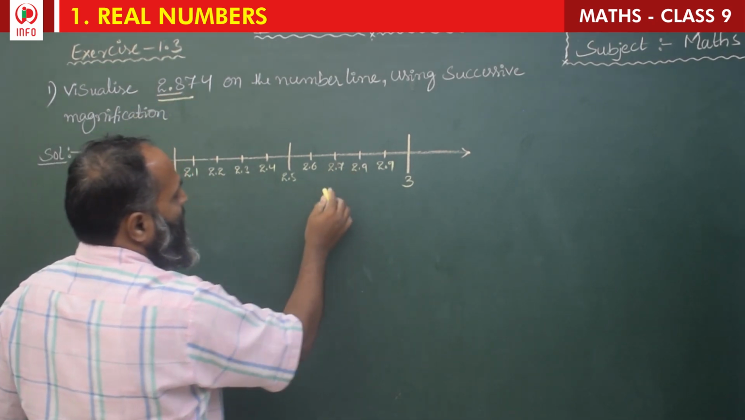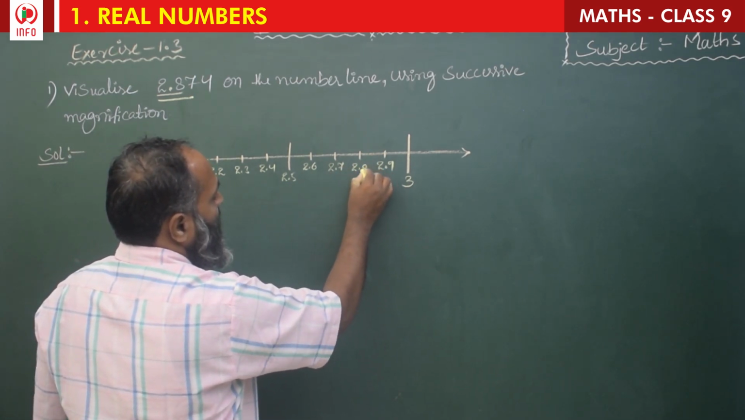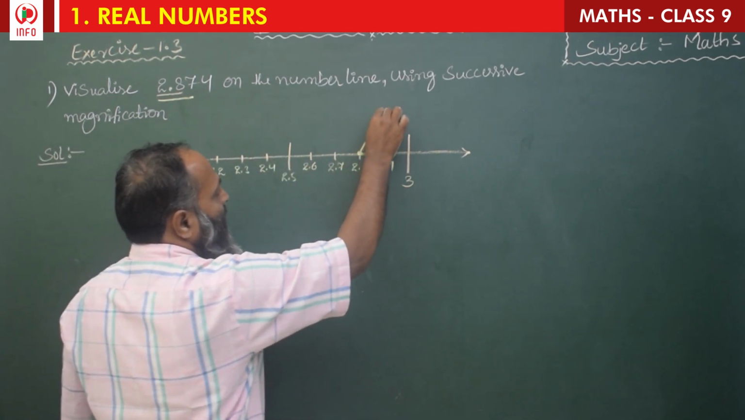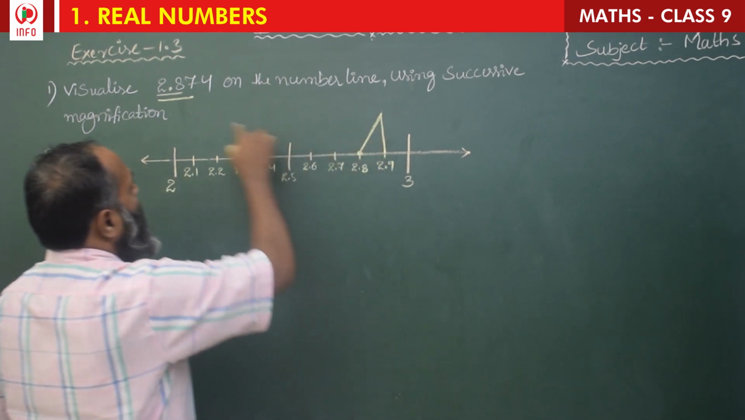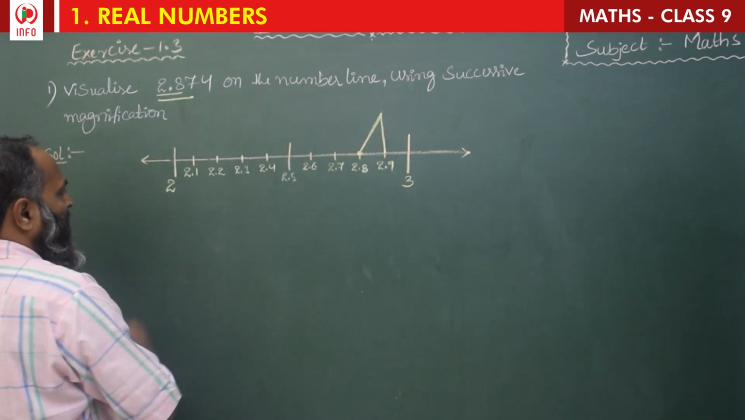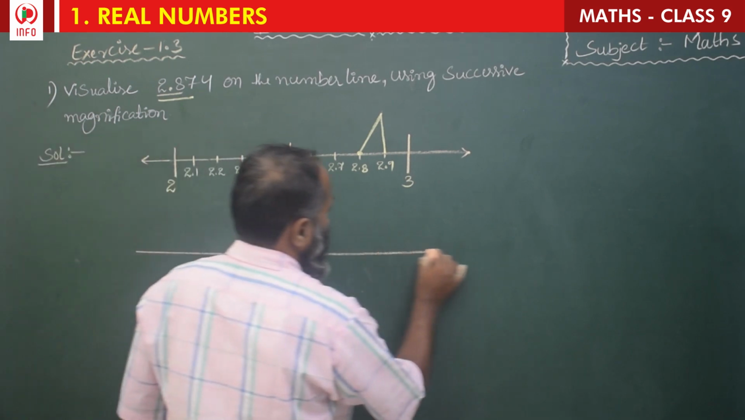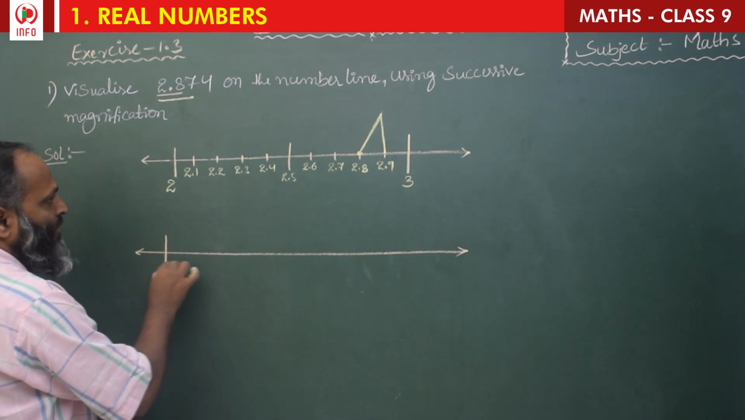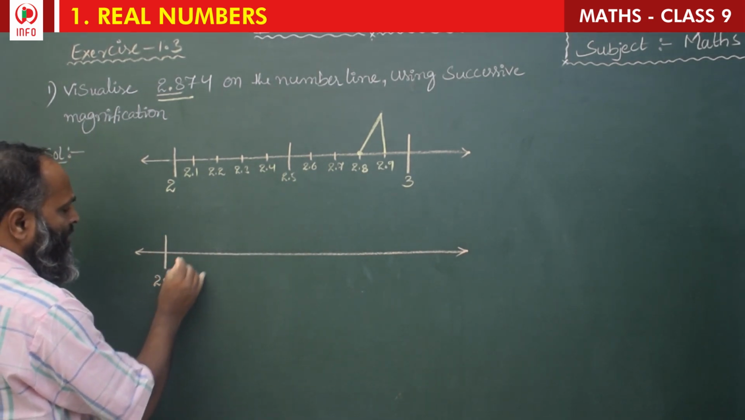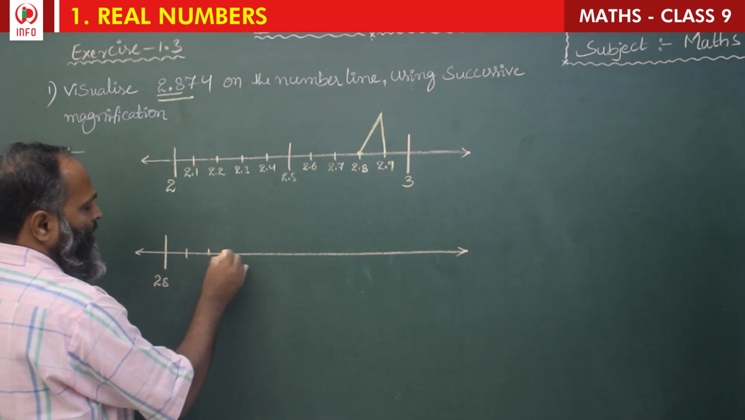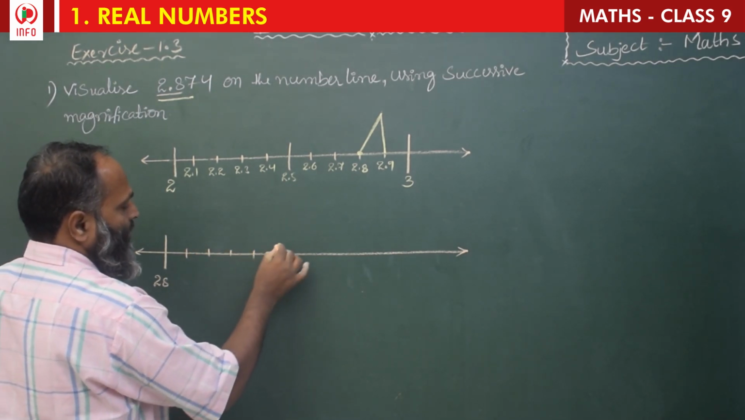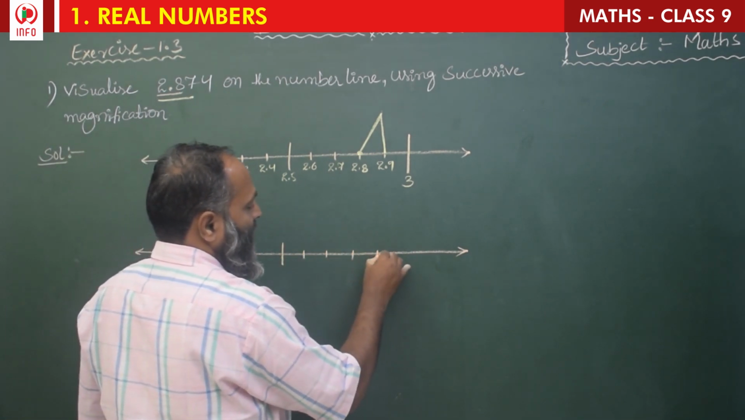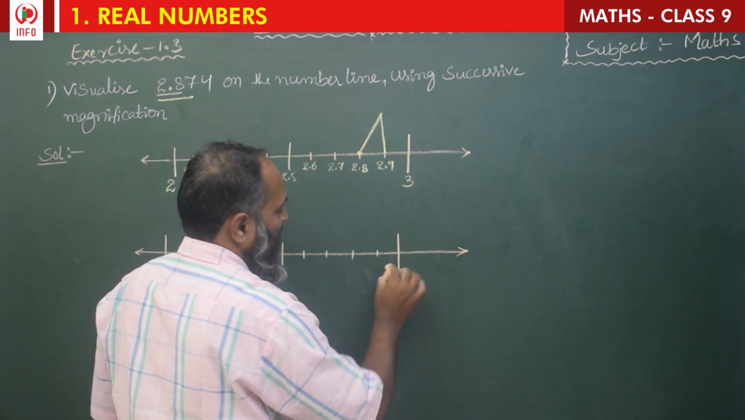So where is 2.7, 2.8? Here 2.8. 2.87 is in between 2.8 and 2.9. So here we have 2.87. So now another number line. The next, here first we should take 2.8, 2.81, 2.82, 2.83, 2.84, 2.85, 2.86, 2.87, 2.88, 2.89, so 2.9.